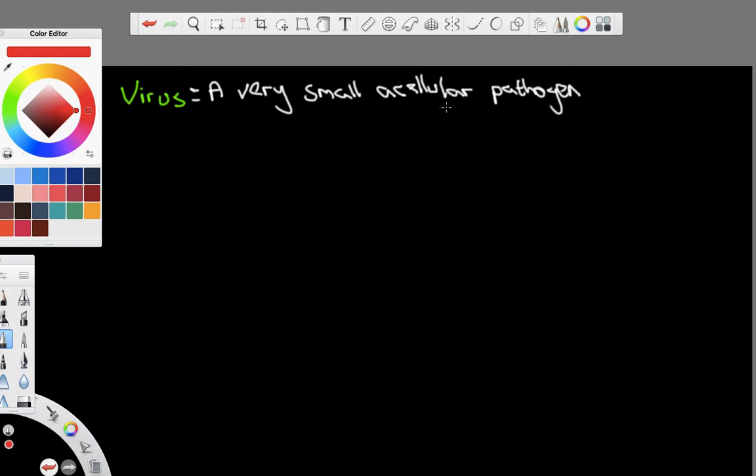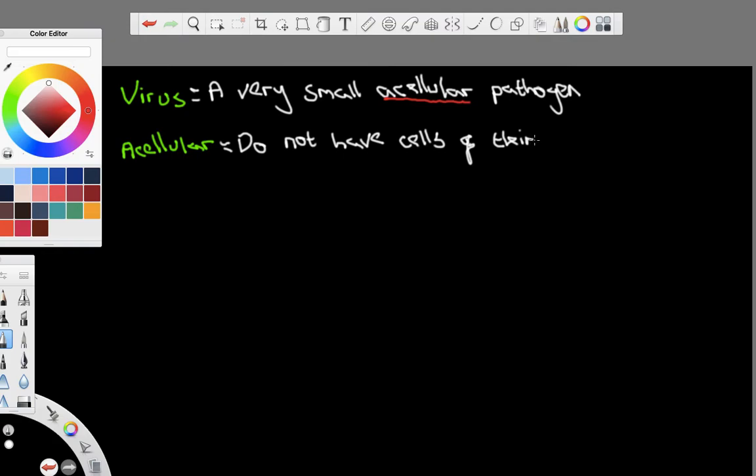Now, for you to understand this definition, you first of all need to understand what the word acellular means. Acellular means that it is not made up of any cells. Viruses don't have cells of their own. So the word acellular means that they do not have cells of their own. They have to take over other cells in order to survive.